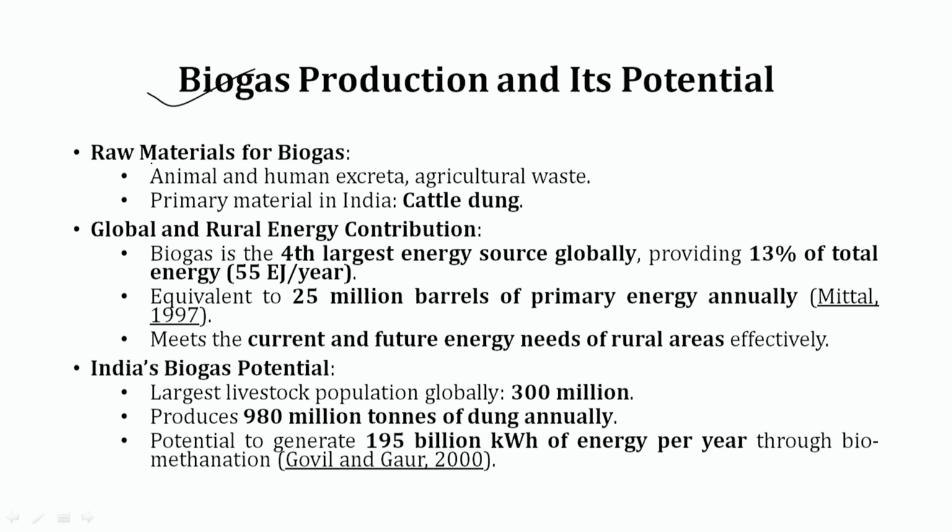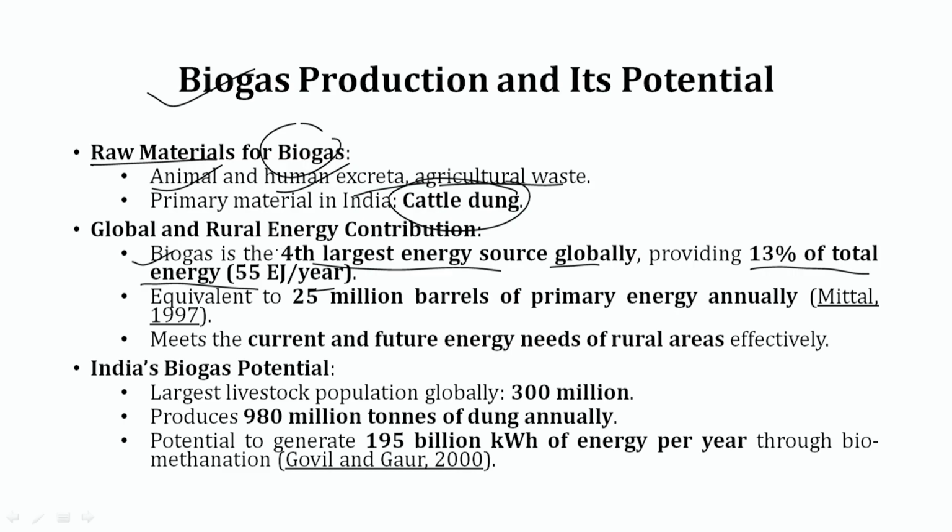Here we see that the raw material for biogas is animal and human excreta and agricultural waste, with the primary material in India being cattle dung, the bovine excretory material. Biogas is the fourth largest energy source globally, which can provide 13% of the total energy, 55 EJ per year.